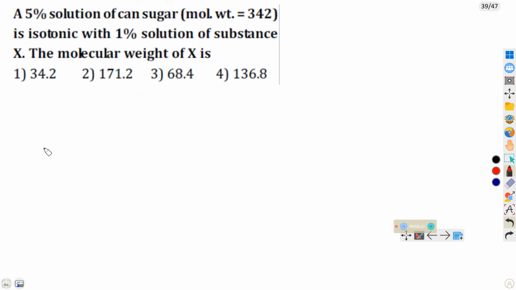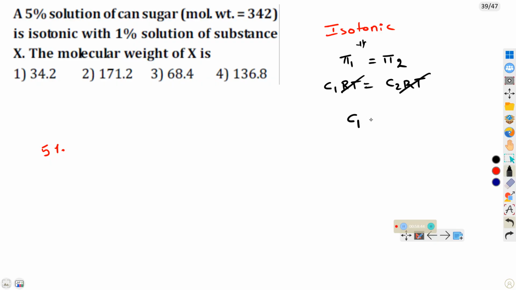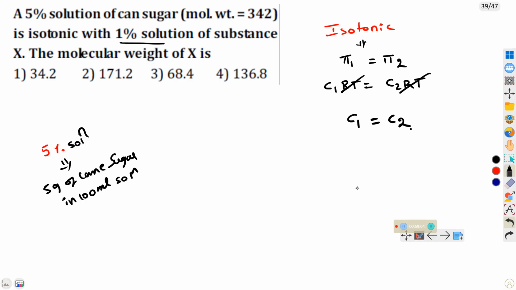A 5% solution of cane sugar is isotonic. Isotonic solutions have the same osmotic pressure. Pi 1 equals pi 2, that means C1 RT equals C2 RT. RT gets cancelled, C1 equals C2. A 5% solution of cane sugar means 5 grams of cane sugar in 100 ml solution. Similarly, 1% solution means 1 gram of substance in 100 ml solution.